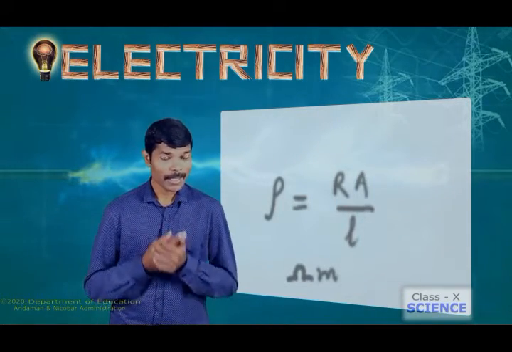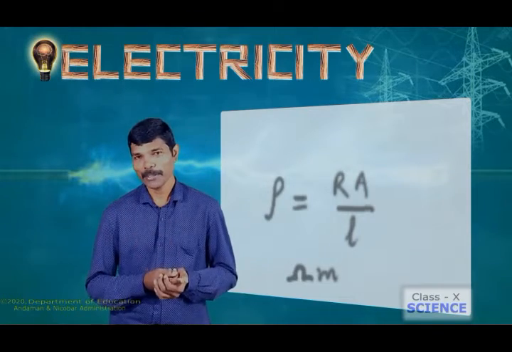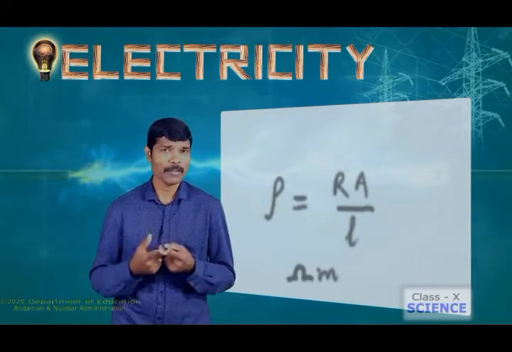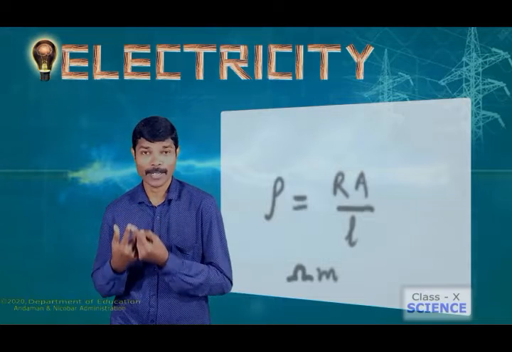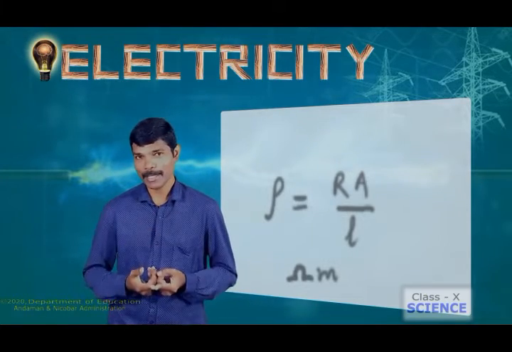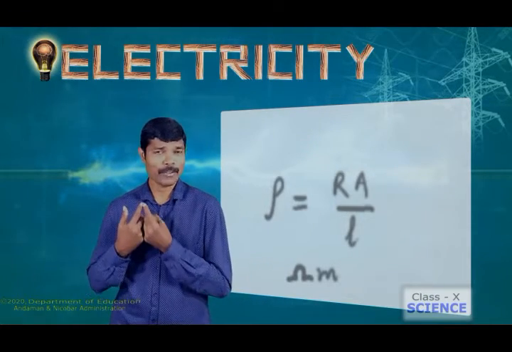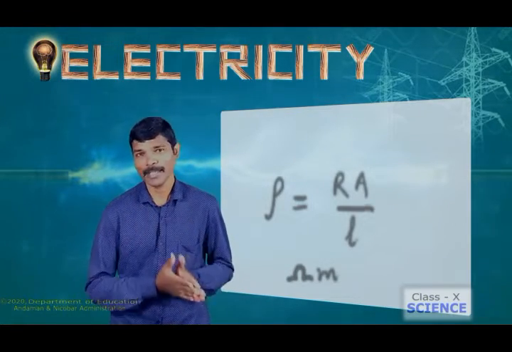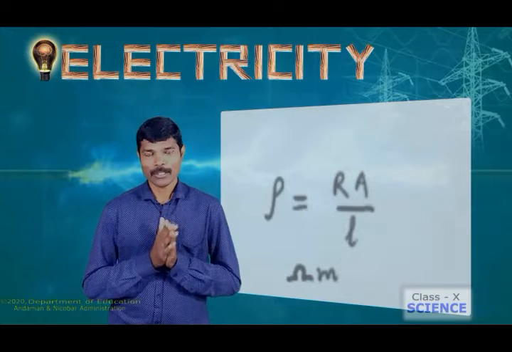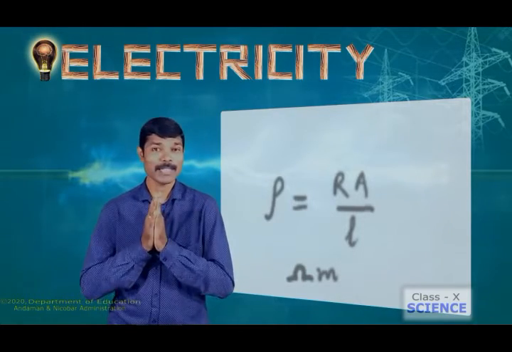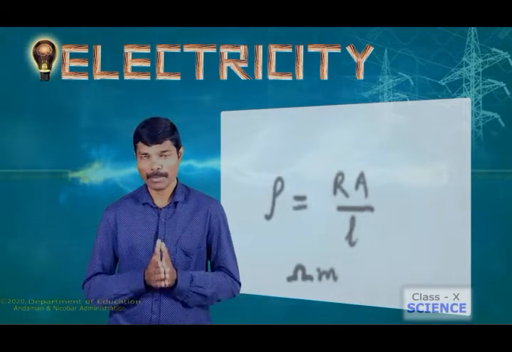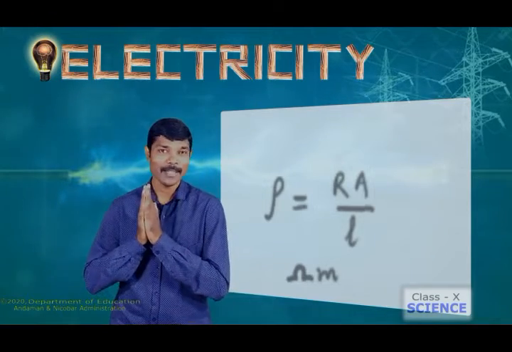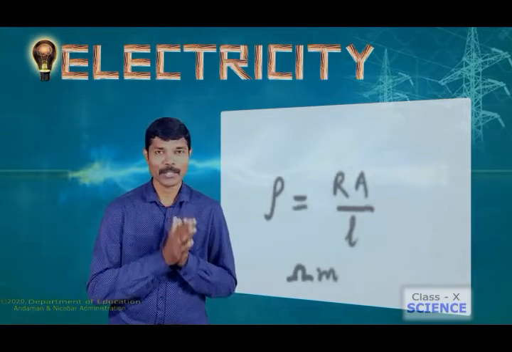And here the resistivity is the characteristic property of any conductor. If the value of resistivity is more, then we can understand that it offers more resistance in a circuit. If the value of resistivity is less, then we can understand that the resistance offered by the conductor is less. So on the basis of this, we have seen some of the important numerical problems which are very often asked in the CBSE examinations. Hope you all understood that.